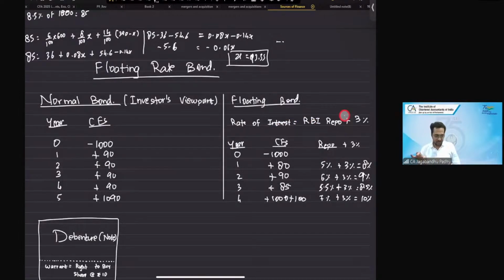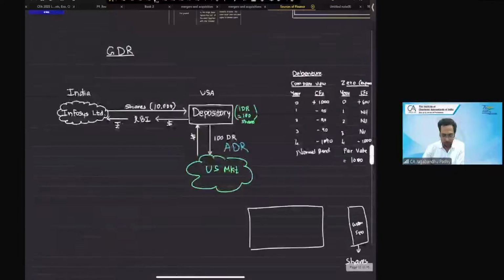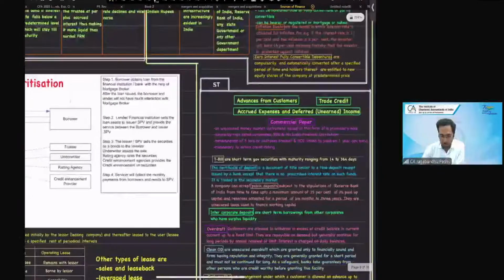So as the RBI repo rate changes, the rate of interest or the coupon also changes. If RBI repo is 5%, you will get a coupon of 5% plus 3%, which is 8%. That translates to 80 rupees. Same way, if RBI repo turns out to be 6%, then you'll get 6% plus 3%, which is 9%. So as the RBI repo changes, the cash flows also change, because of the floating nature. In a floating rate bond your cash flows are not constant, whereas in a normal bond your cash flows are constant. Okay, so that's your floating rate bond.